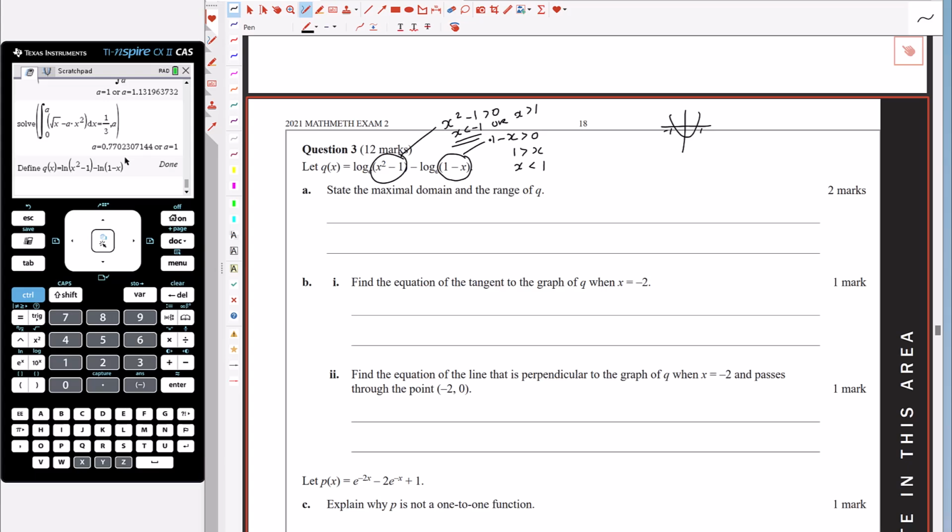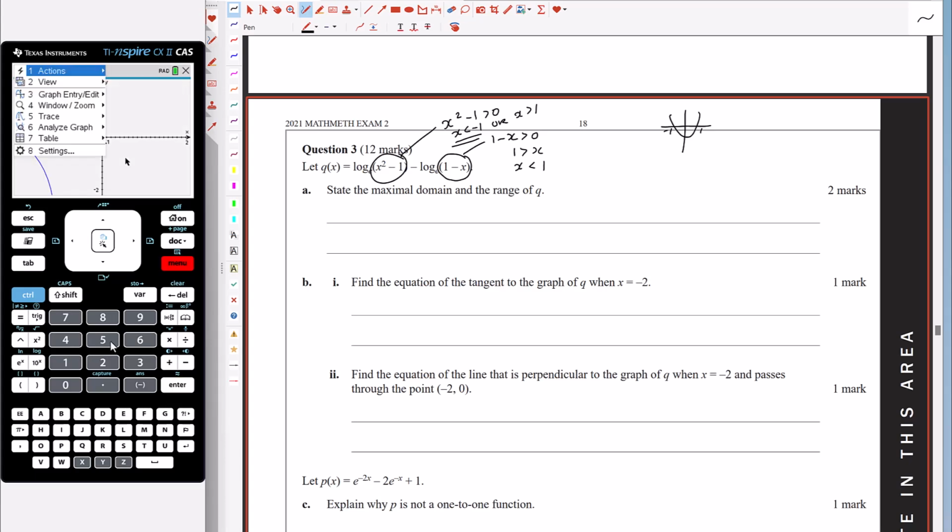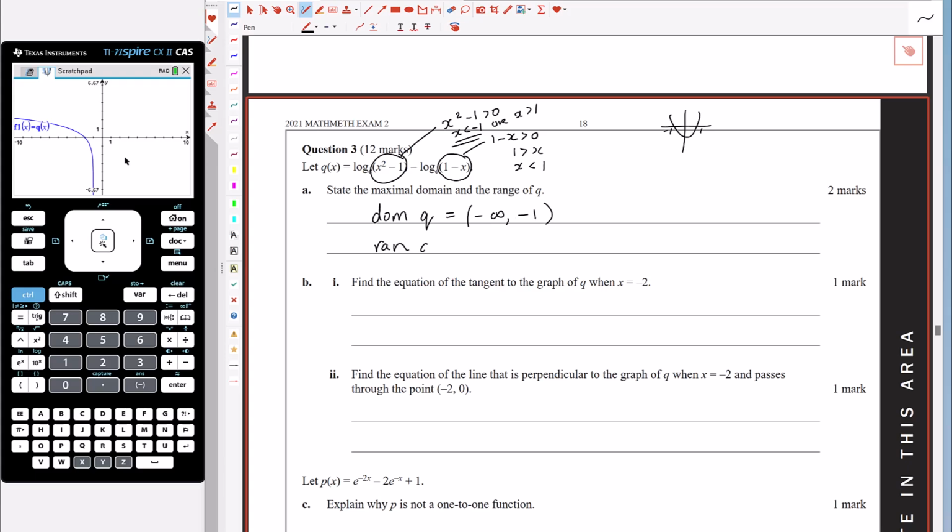So let's just check if that makes sense looking at the graph over here. If we were to graph q of x, let me just get that window back to something normal. And we can indeed see it looks like the domain there is x less than negative 1. So domain of q is going to be from negative infinity to negative 1, and the range of q, we can see it's a log function and it's going to be R.